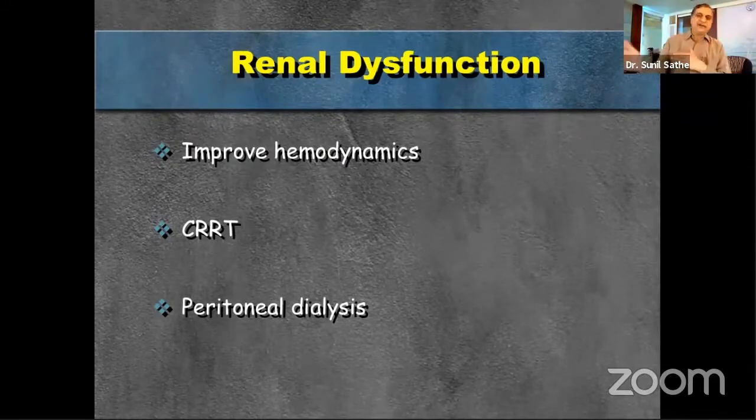In end stage, however, we have 2 modalities for optimization, that is CRRT and peritoneal dialysis at home, so as to prevent hospitalization. This does not improve mortality, it just postpones mortality.